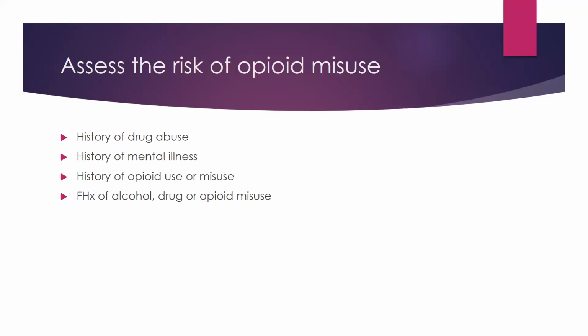Does the patient have a history of drug abuse? Any other drugs except opioids? Have they been exposed to opioids? How do they use them? Are they prescribed? Is there a history of mental illness? Is there a family history of alcohol, drug, or opioid misuse?